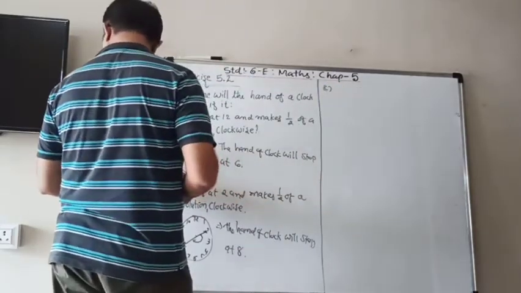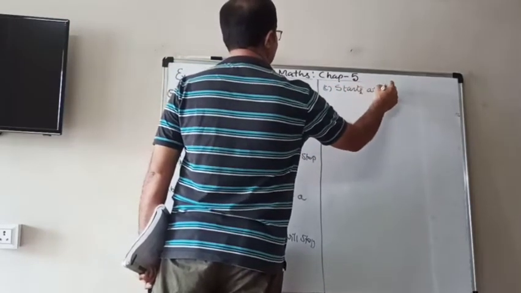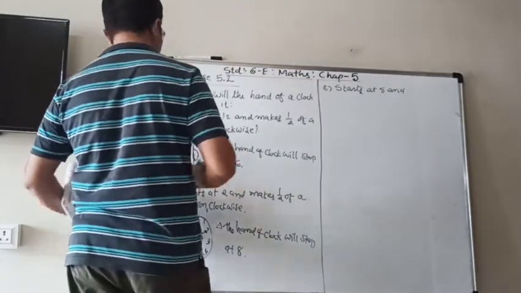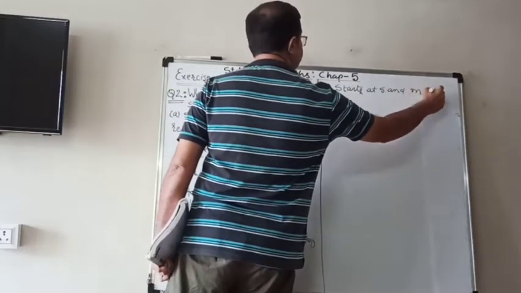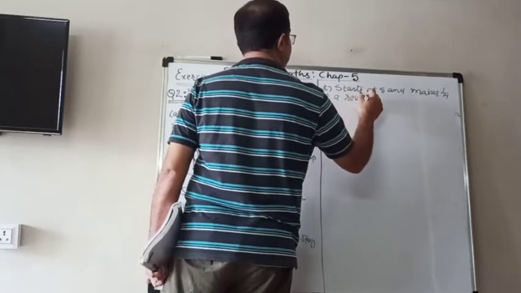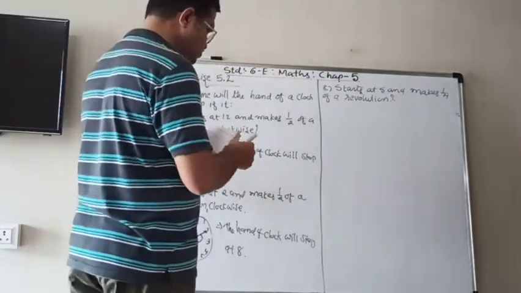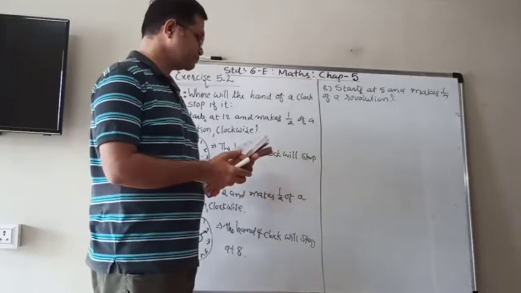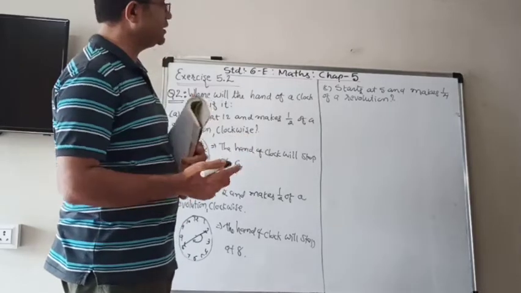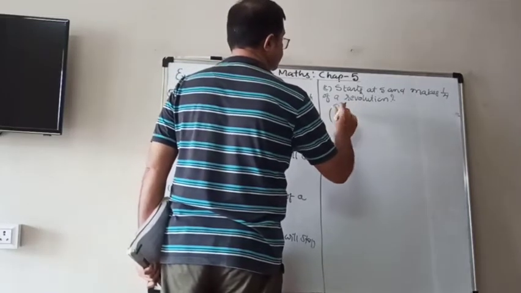Third situation, starts at 5 and makes 1/4 of a revolution. So yesterday we also learned about it that 1/4 revolution has a special name, that is the right angle. It means it will move only a right angle. Then see what is going on.